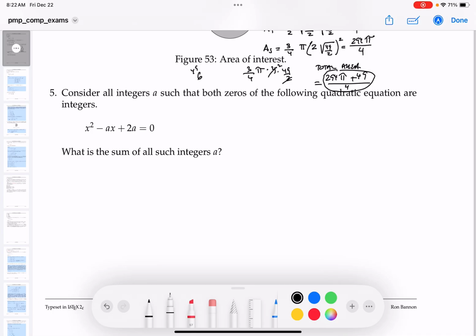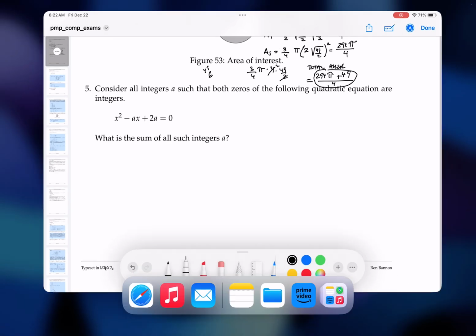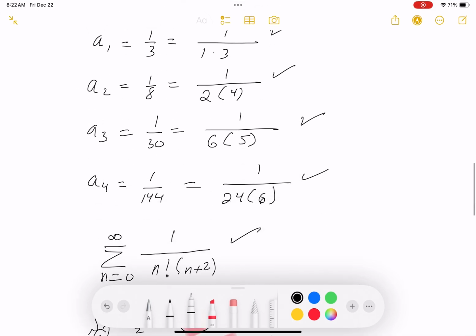Okay, for number 5 it says consider all integers a such that both zeros of the following quadratic equation are integers. What is the sum of all integers a? This is the toughest question in this particular problem set. All right, so I'm going to the whiteboard, and it's time to start thinking.